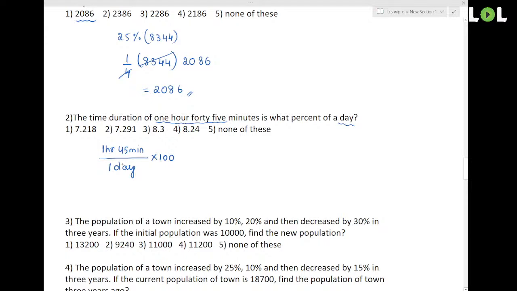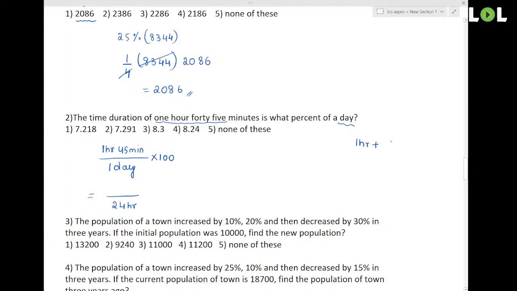But here, guys, what you have to do, you have to convert both the numerator and denominator into days, or you have to keep both of them in hours, or you have to keep both of them in minutes. The easier way is to keep both of them in hours. I know 1 day is 24 hours. And 1 hour 45 minutes, I have to convert it. 1 hour plus. Now 45 minutes should be converted into hours.